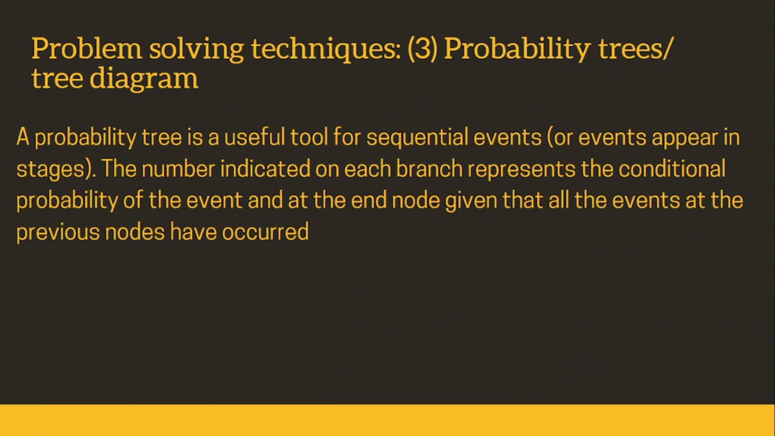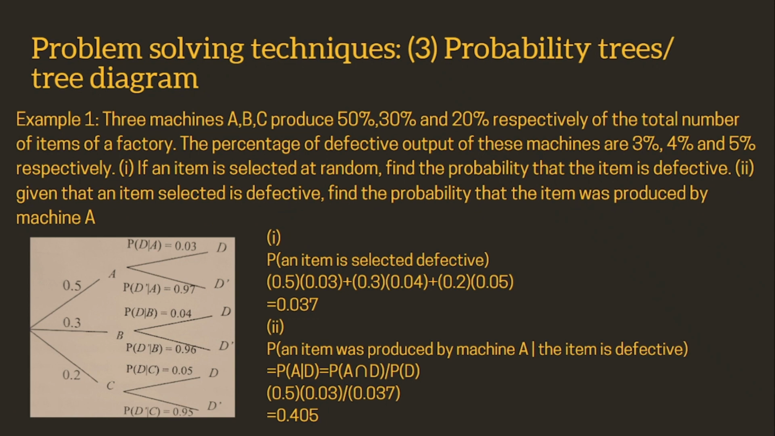Then the next method is probability tree or tree diagram. A probability tree is a more useful tool if you want to show sequential events, or events that occur in stages. The number indicator on each branch represents the conditional probability of the event, and the end node will show all the events of the previous nodes that have occurred. So this is an example.